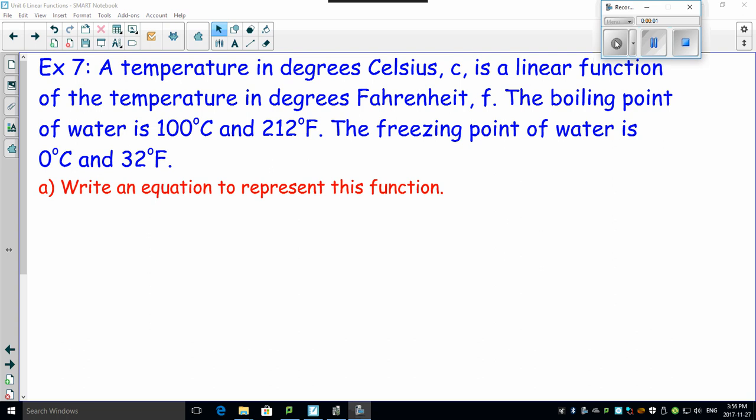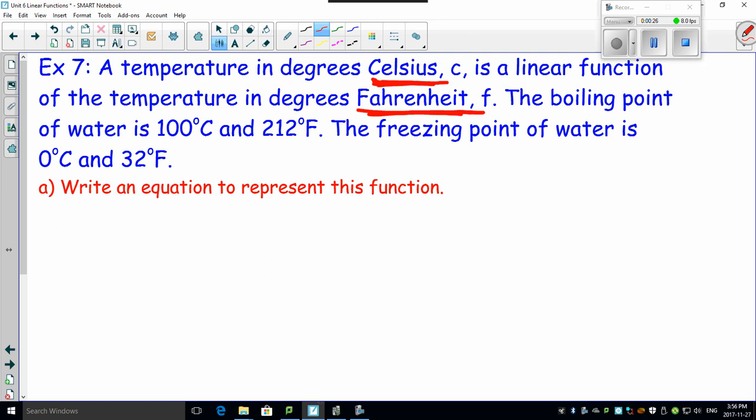Here's a cool question that I want you to look at, and it says a temperature in degrees Celsius C is a linear function of the temperature in degrees Fahrenheit. What are you talking about? If you think about Celsius, that is metric. Fahrenheit is very imperial, and Fahrenheit is a system that they still use in the United States, whereas the rest of the world has adopted the old metric system in Celsius here.